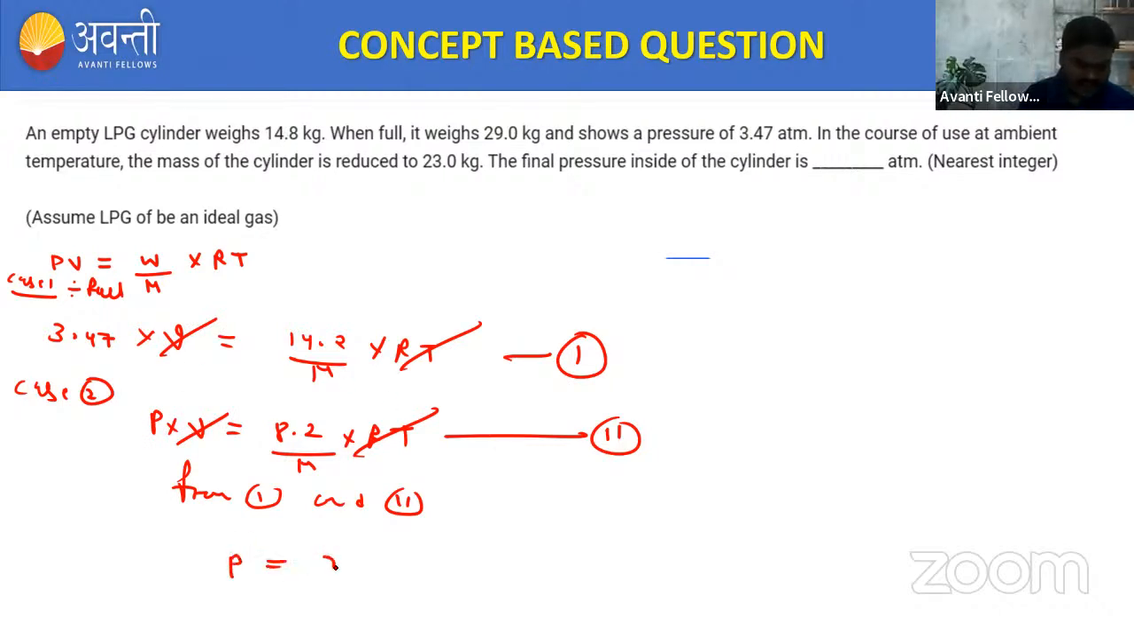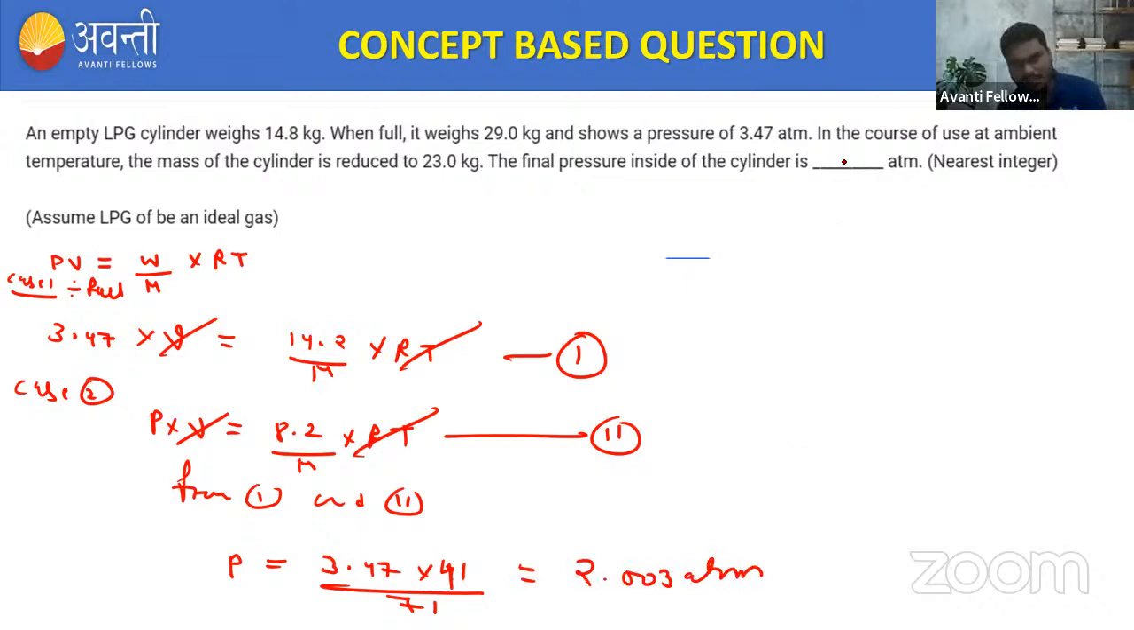So P value comes out to be 3.47 into 41 divided by 70. So this is how we calculate. The value comes out to be 2.0038, or approximately we can say that it is 2. So I hope this is also clear.